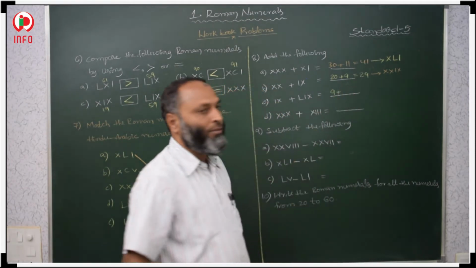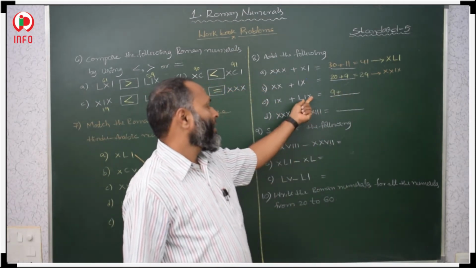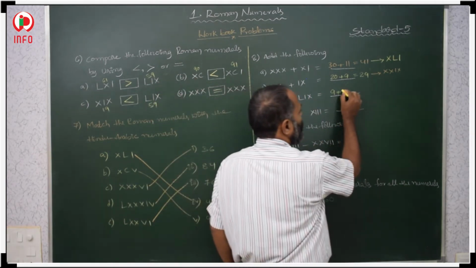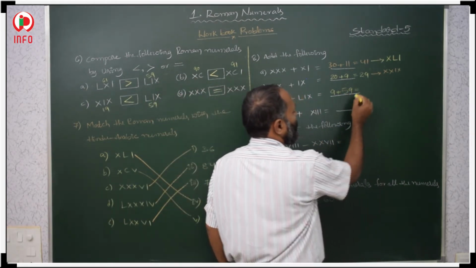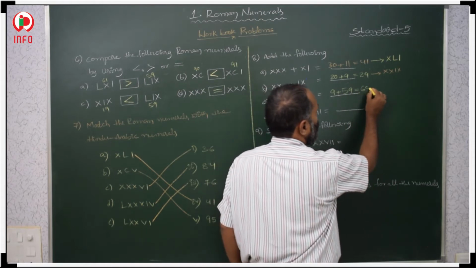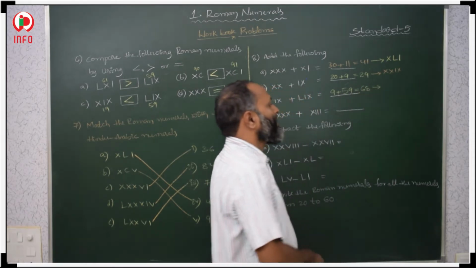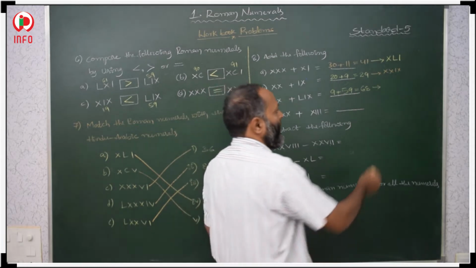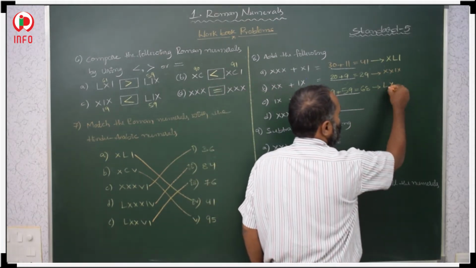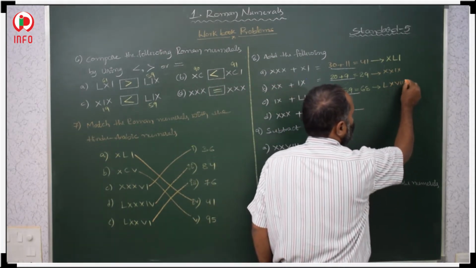L is the symbol for 50. IX is the symbol for 9. 59. Then how much is it? 68. Then how to represent 68? 68. 50 plus 10, 60, 60 and 8.